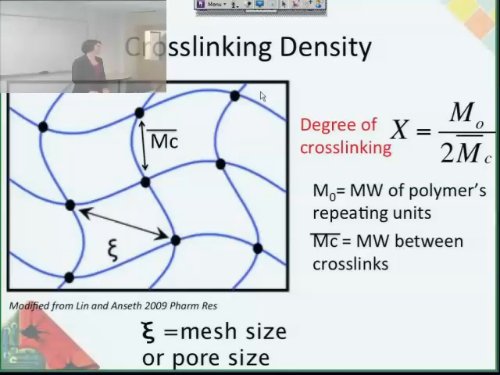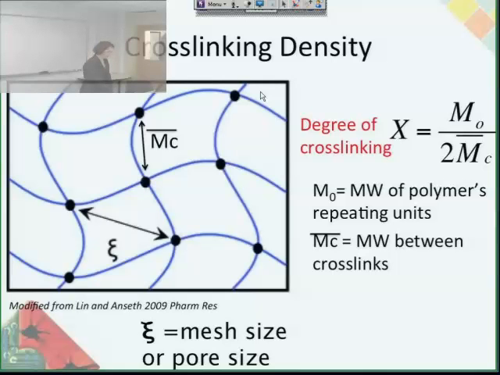Cross-linking density is very related to mesh size, and that is the distance. Well, cross-linking: the molecular weight between crosslinks, so Mc in this diagram, is the actual distance between crosslinks. So if you had multiple polymer chains cross-linked, the average distance between two links is the molecular weight between crosslinks. And you can calculate the degree of cross-linking by dividing the molecular weight of the polymer's repeating units over the molecular weight between crosslinks times 2, which is derived from rubber elasticity theory, and so I'm not going to get into why there's a 2 there.